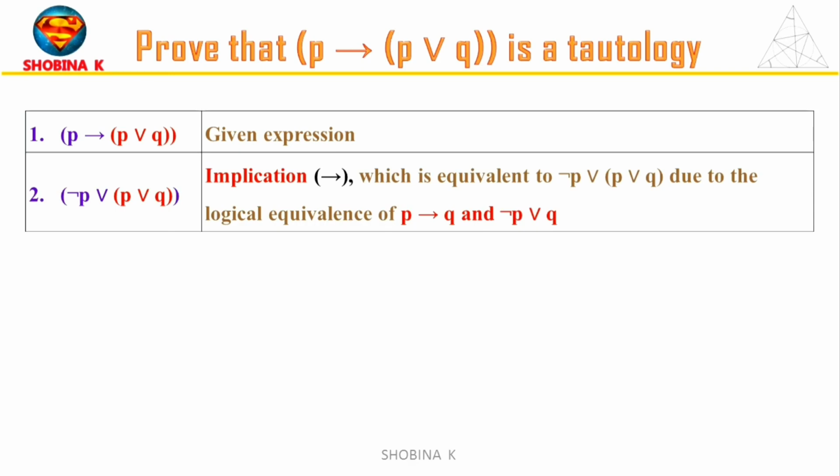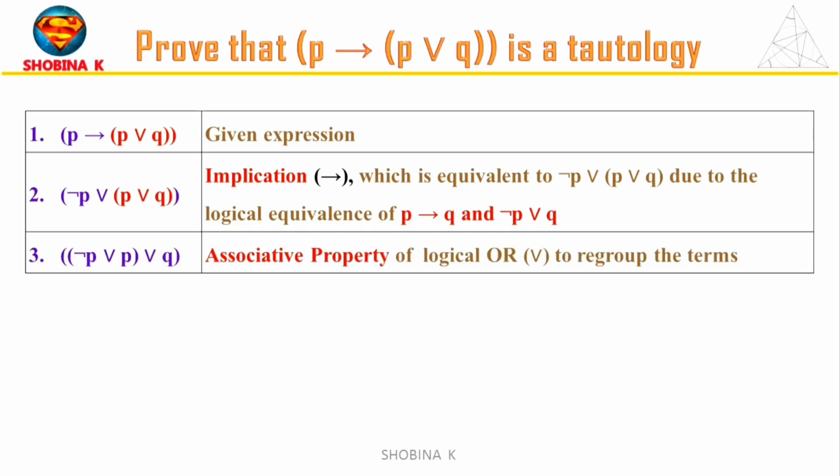And next, we need to apply implication. To achieve this, we start by using the equivalence of implication, which enables us to rewrite P implies P or Q as not P or P or Q. This transformation is pivotal because it simplifies the expression and opens the door for further analysis.